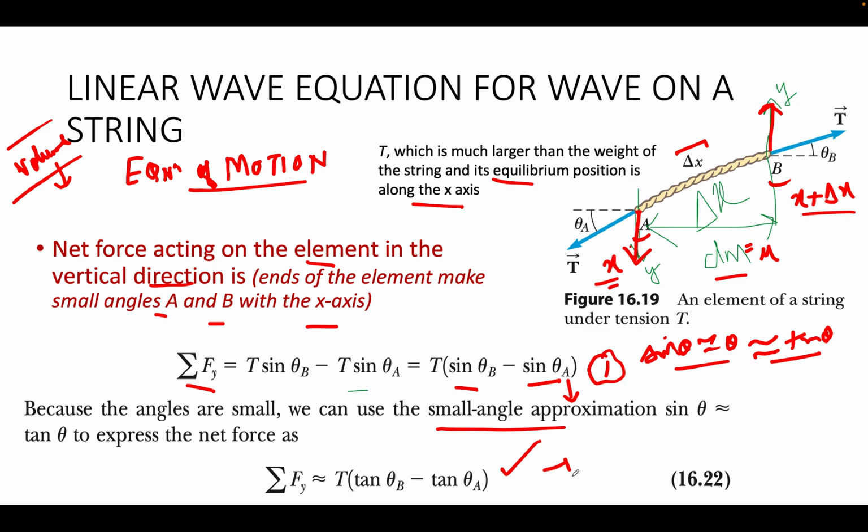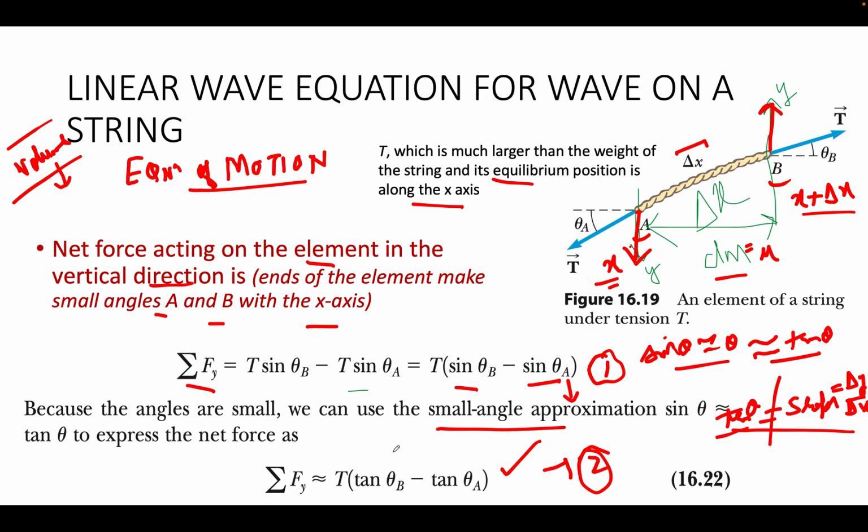This is equation number 1, this will be equation number 2. So from equation 1, by applying the small angle approximation, we have reached equation number 2. So Fy is approximately equal to tension times tan theta B minus tan theta A. Now we know that when we plot some graph, the slope is given by delta y upon delta x, and this is also given by tan theta. Slope is the change in y value upon change in x value, and this is also depicted by the tan of some angle.